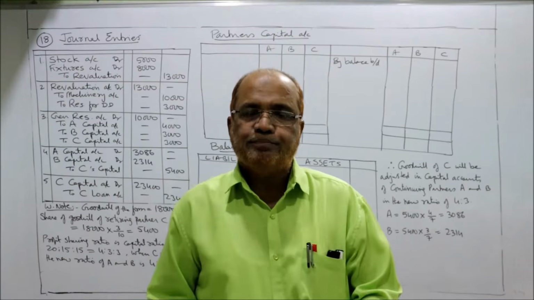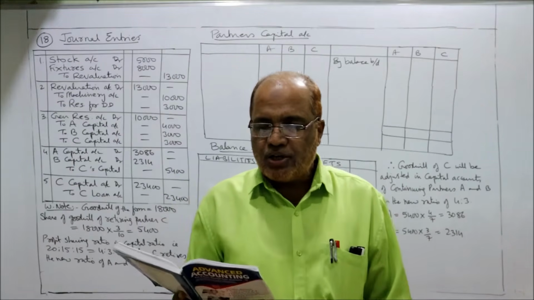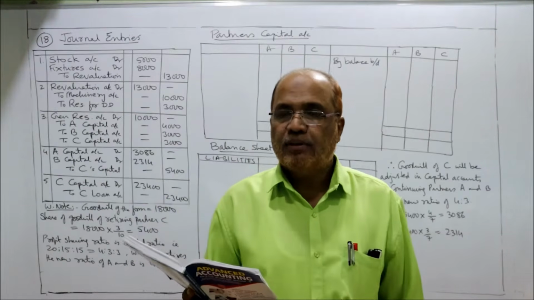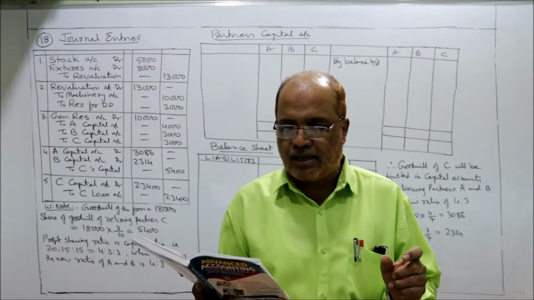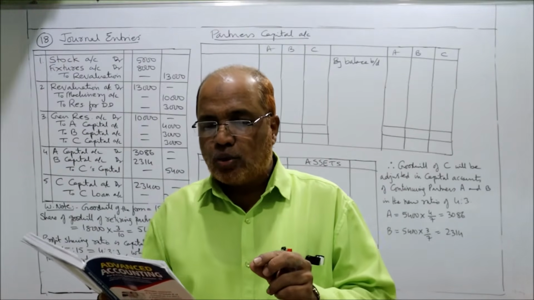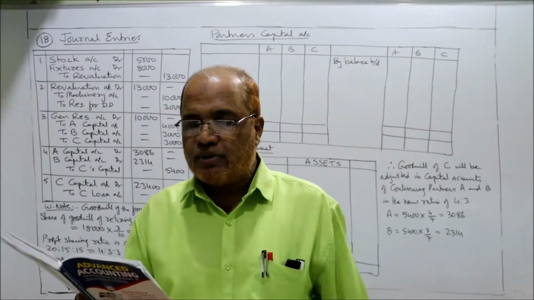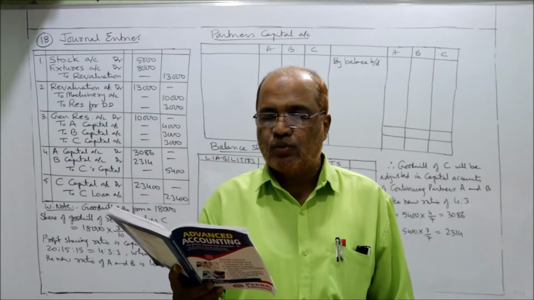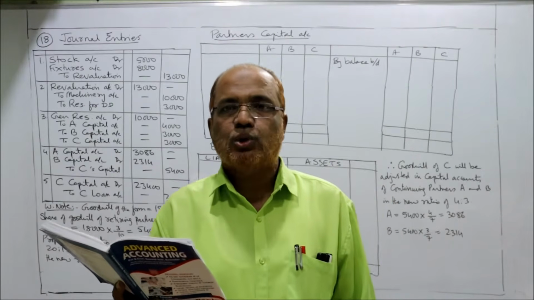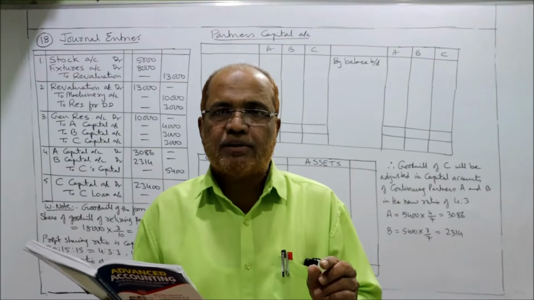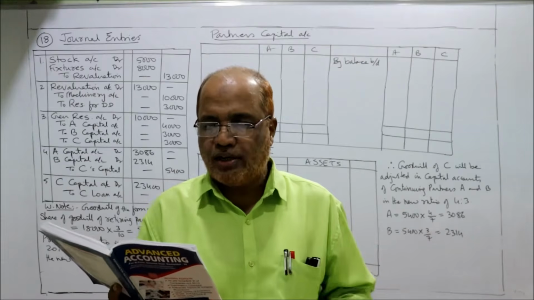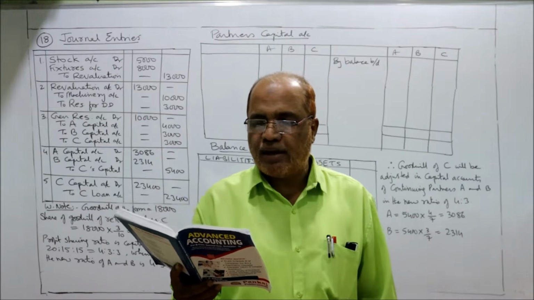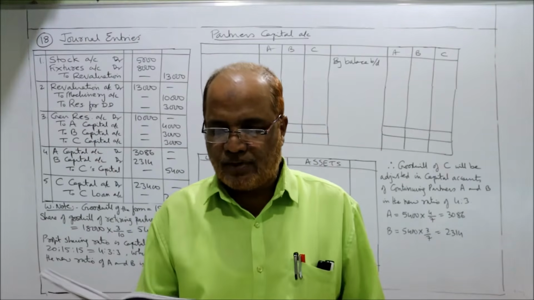Now this 18th problem I am reading. The balance sheet of A, B and C sharing profits in proportion to capital. That means the profit sharing ratio is the capital ratio. You can see 20,000 is the capital of A, 15,000 B, 15,000 C. So 20 is to 15 is to 15, that is 4 is to 3 is to 3. That is the capital ratio and that will be the profit sharing ratio. Creditors, general reserve, capitals, cash at bank, debtors, stock, machinery, fixtures.